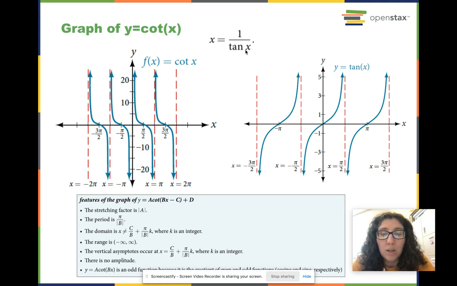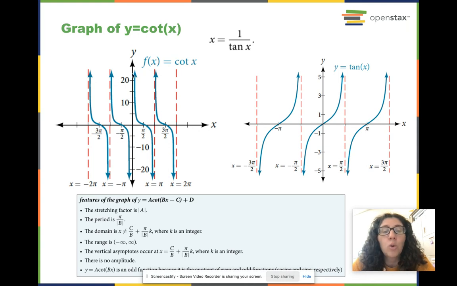right? So here's our tangent curve, our graph. So any place that tangent is 0, cotangent is going to be undefined, right? So let's see, it's 0 at 0 and pi. Sure enough, 0 and pi, there's asymptotes. How about where there's asymptotes here? Well, 1 divided by infinity is 0. So where there's asymptotes here at pi halves, here it's 0.